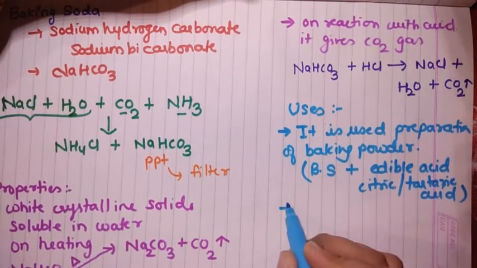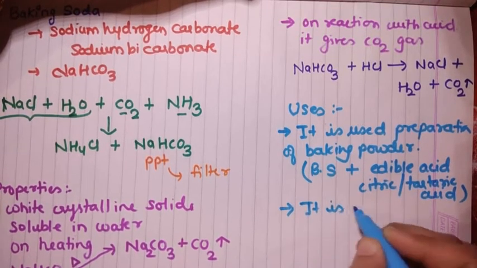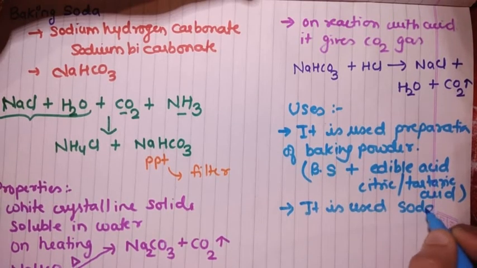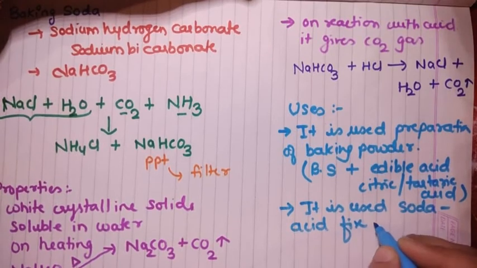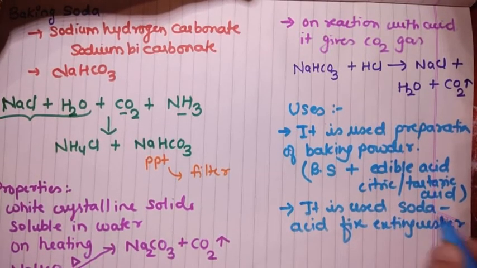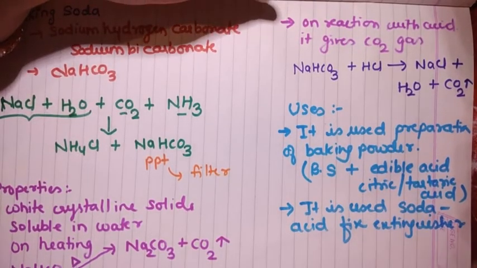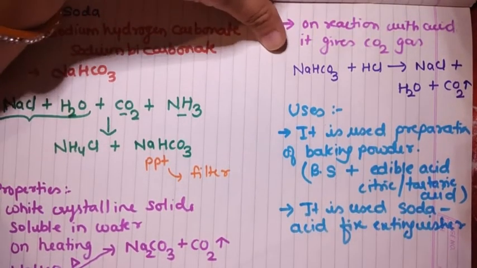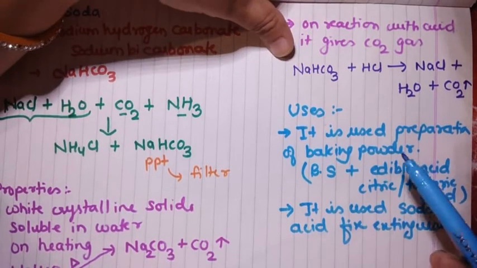Another application of this is that it is used in fire extinguishers. You can write that soda acid fire extinguisher. How is it finding an application over there? Because whenever this fire extinguisher is used, it is used for controlling the fire. So how can we use this baking soda there?